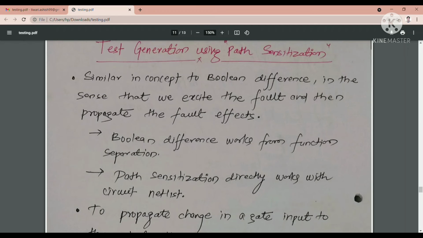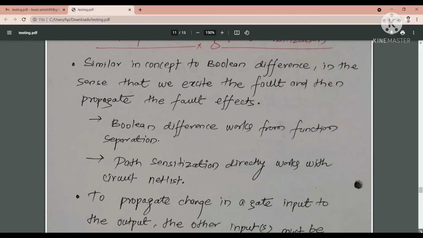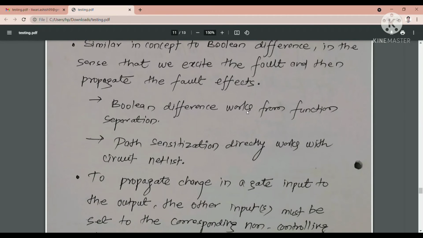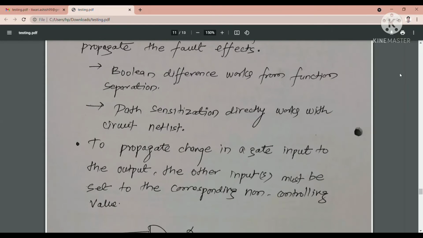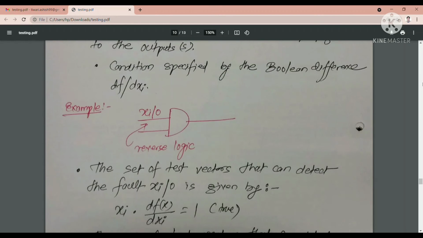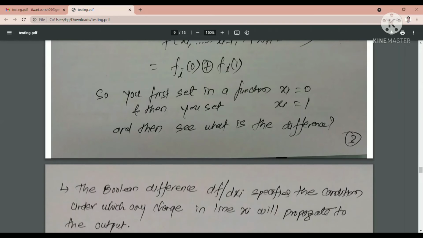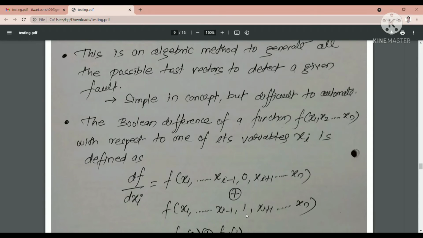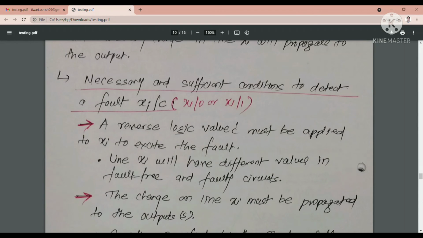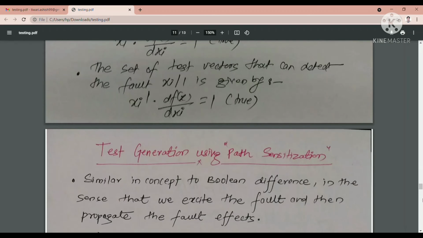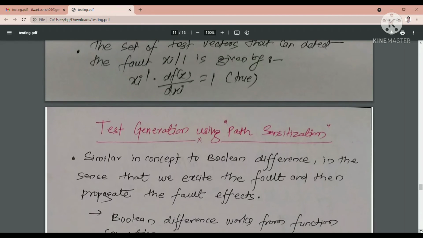But what are the differences? Boolean difference works from function expression. Path sensitization directly works with the circuit netlist. So in Boolean difference, we are talking about the function's expression. This is function 1 and this is function 2. But in the case of path sensitization, we talk about the circuit itself. We are not going into the function. We are talking about the circuit netlist.